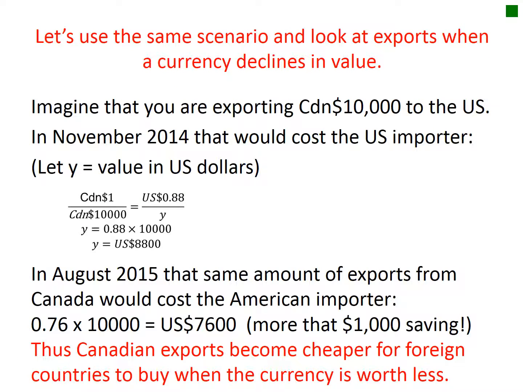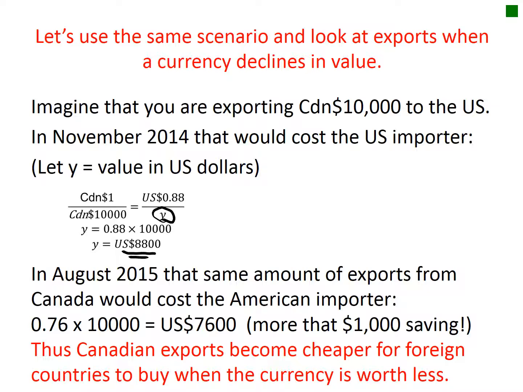Let's use the same scenario and look at exports when a currency declines in value. So imagine that you're exporting goods worth $10,000 Canadian to the US. Again, using the same numbers, in November 2014, that would cost the US importer almost $8,800 US. Again, looking at the ratios, $1 Canadian is 88 cents US. We know that we have a value of 10,000 Canadian in goods, and we're trying to find out what that equivalent would be in Y. Cross-multiplying and isolating Y gives you the number.